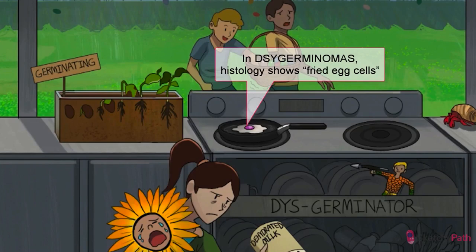On histology, dysgerminomas are comprised of fried egg cells, which just means that they have large central nuclei surrounded by a bunch of clear cytoplasm. And they go great with hash browns.